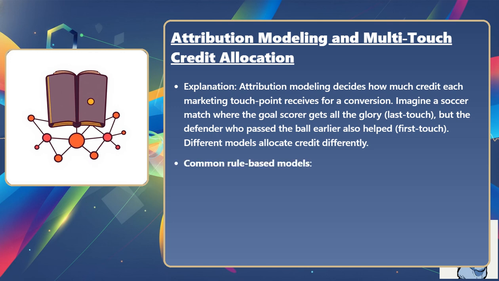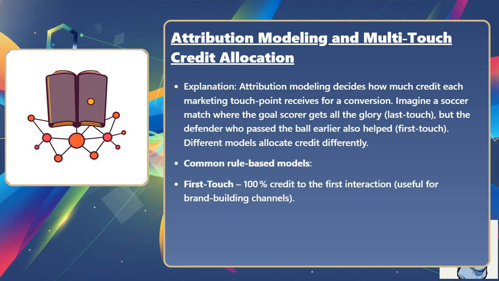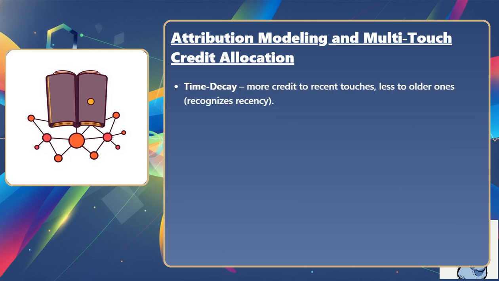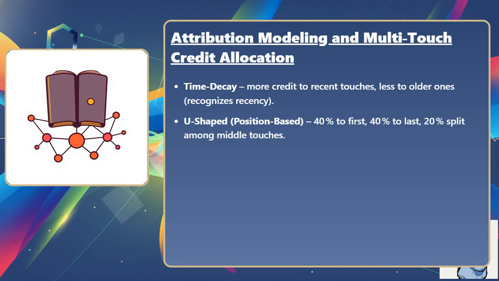Common rule-based models. First touch: 100% credit to the first interaction, useful for brand-building channels. Last touch: 100% to the final click, favored by performance marketers. Linear: equal credit to every touch, good for a balanced view. Time decay: more credit to recent touches, less to older ones, recognizes recency. U-shaped, position-based: 40% to first, 40% to last, 20% split among middle touches.